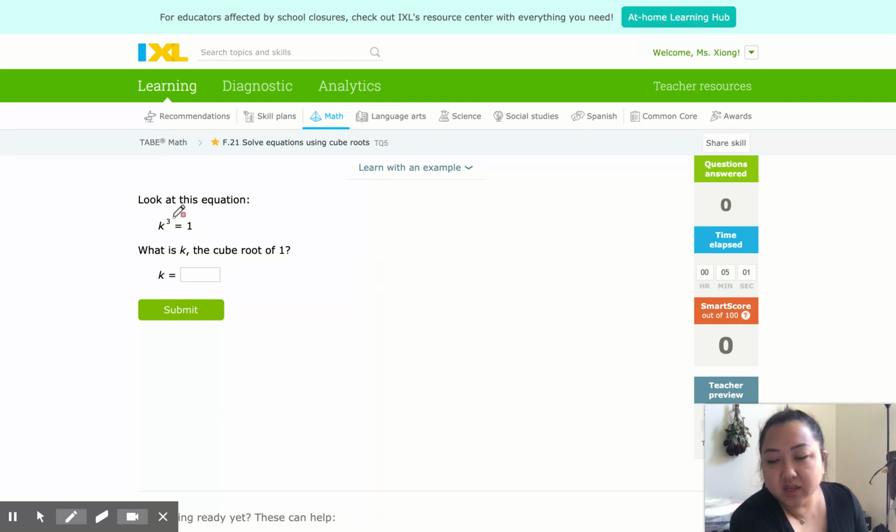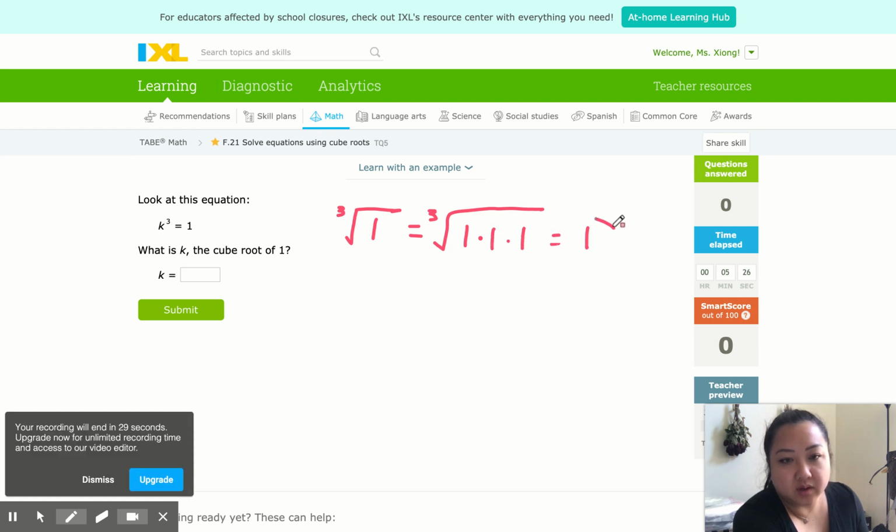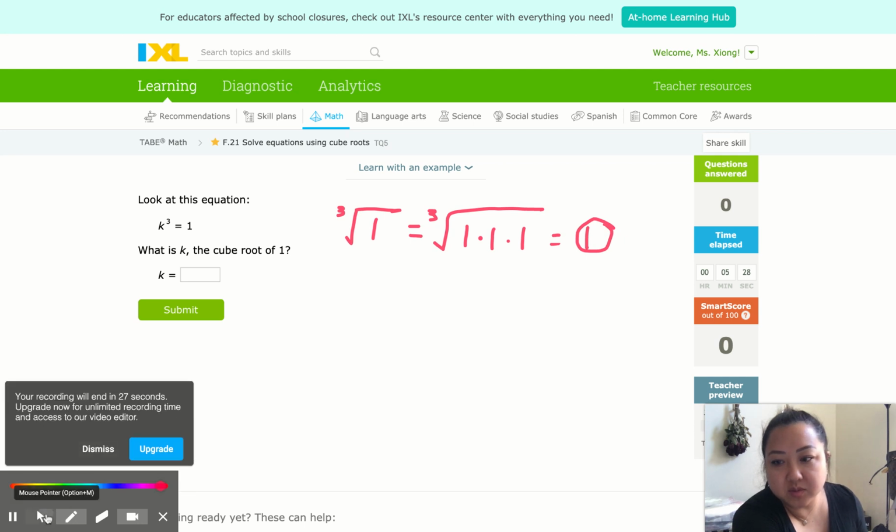All right, so we're looking at k cubed equals 1. So what is k? All right, so we're looking at the cube root of 1. Well, I know that 1 times itself is 1, so the answer must be 1 times itself 3 times, all right, because that still equals 1. All right, so the answer must be 1.